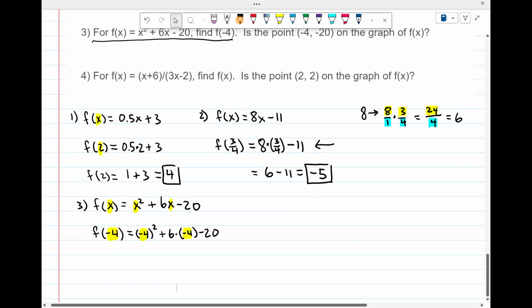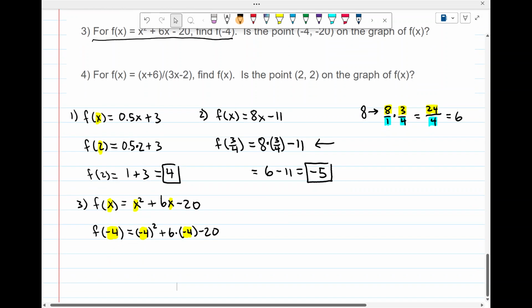Again, here, you could put the right-hand side into your calculator to get your answer immediately. Otherwise, we could do our order of operations. So we do exponents first in this case. Remember, parentheses, then exponents, then multiplication and division, then addition and subtraction. We'll do exponents first. Negative 4 squared is negative 4 times negative 4, which is positive 16.